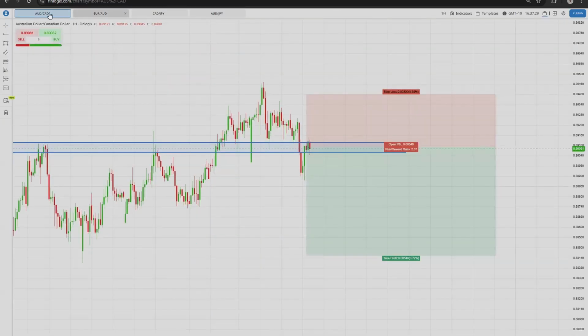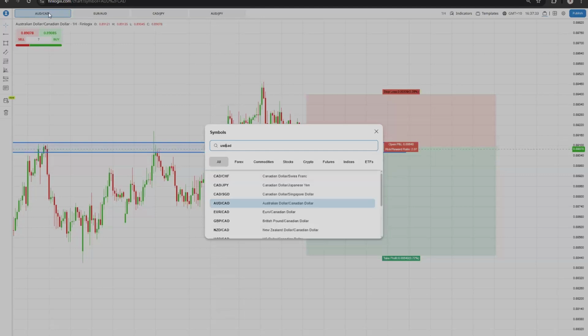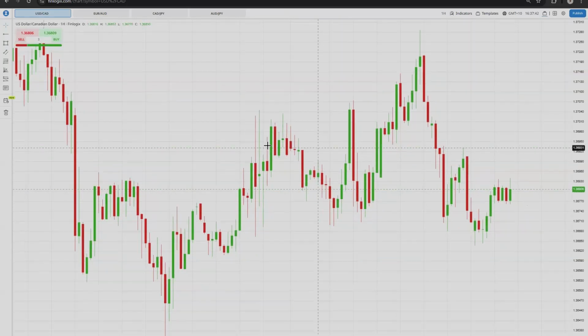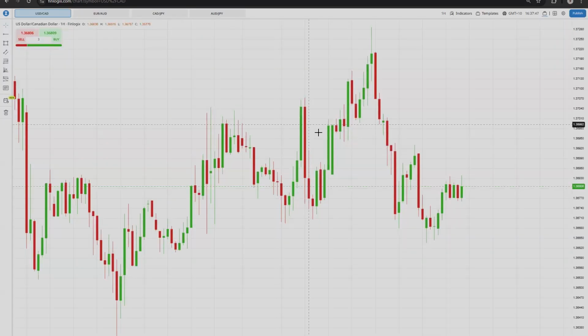US dollar CAD. US dollar CAD says short as well.